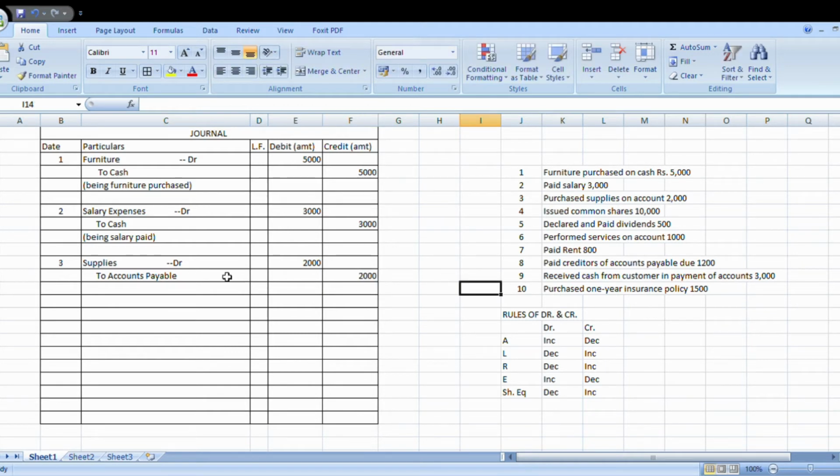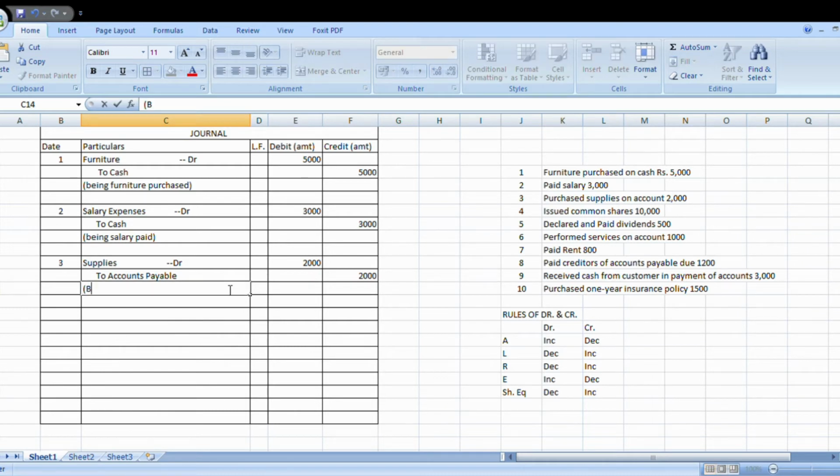Okay, now accounts payable is your liability, right? Accounts payable, you become liable to pay. Anything paid is your expense, anything payable is your liability. Since you are liable to pay it in future, it is your liability, and the liability has increased. Increase in liability is always credited. Increase in liability is to be credited. Therefore, you have written this way on the credit side.